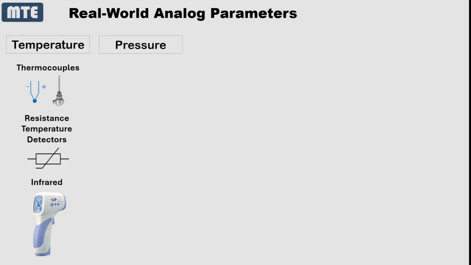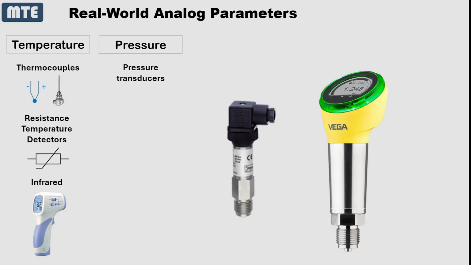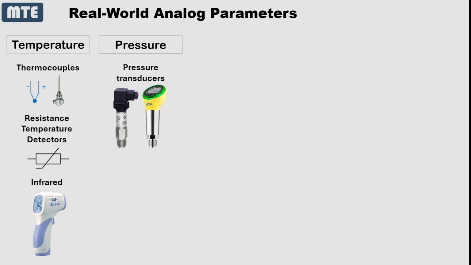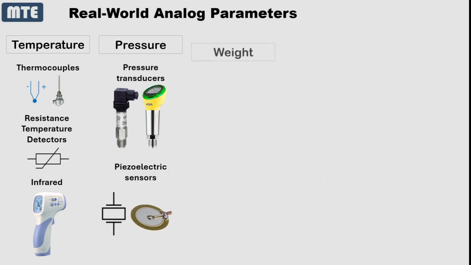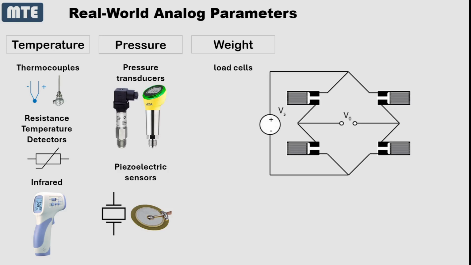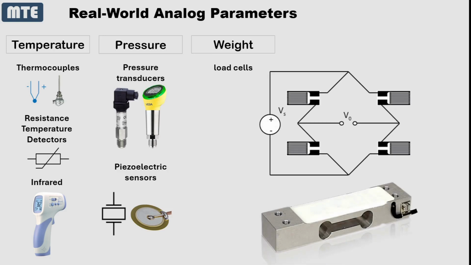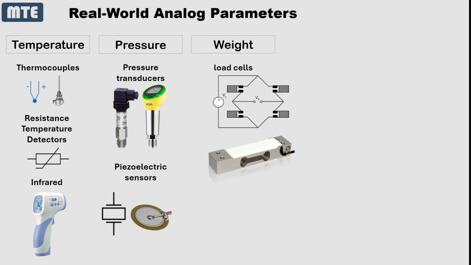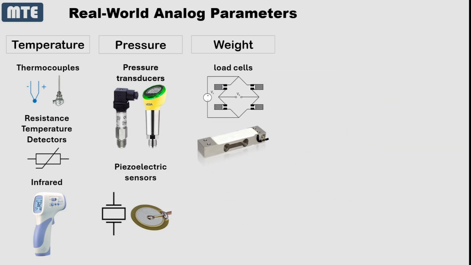Pressure sensors include pressure transducers and piezoelectric sensors. Pressure transducers convert pressure into an electrical signal, often using a strain gauge. Piezoelectric sensors generate a charge when exposed to pressure, making them ideal for measuring rapid changes. Weight measurement typically involves load cells, which use strain gauges to measure the deformation caused by a weight. This deformation is converted into an electrical signal. For example, industrial scales rely on load cells to measure the weight of goods with high accuracy.